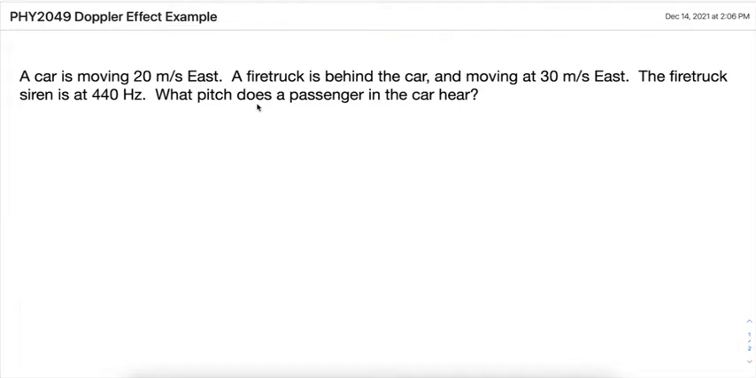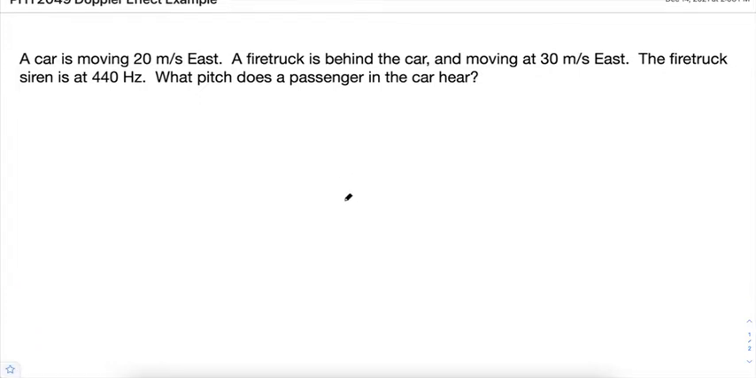Okay, let's do this Doppler effect example. So you should pause the video and read the question. Think about this on your own a bit. Okay, let's draw this out. We always want to draw out these Doppler effect problems.